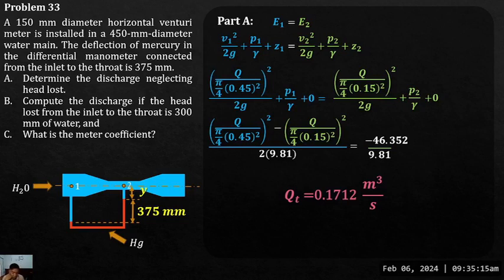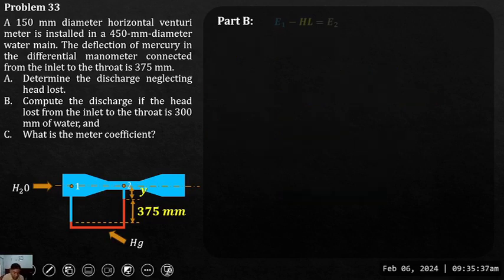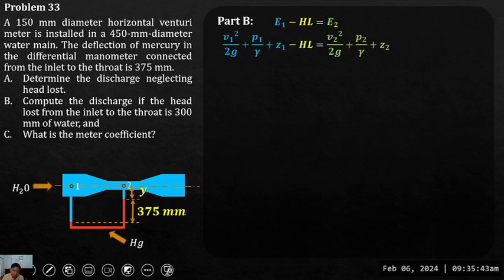Okay, so next question. Compute the discharge if the head loss from the inlet to the throat is 300 mm of water. So ito na. Meron ng pinapakonsider na head loss. Okay, so tanong is magbabago ba yung discharge considering yung head loss. So tingnan natin, solve natin. So for part B, ganun pa rin yung equation natin, madagdagan lang ng minus HL. E1 minus HL equals energy at point 2. Kopyahin mo lang sa baba, expand mo yung energy equation. Yan lang yung basic difference nila.